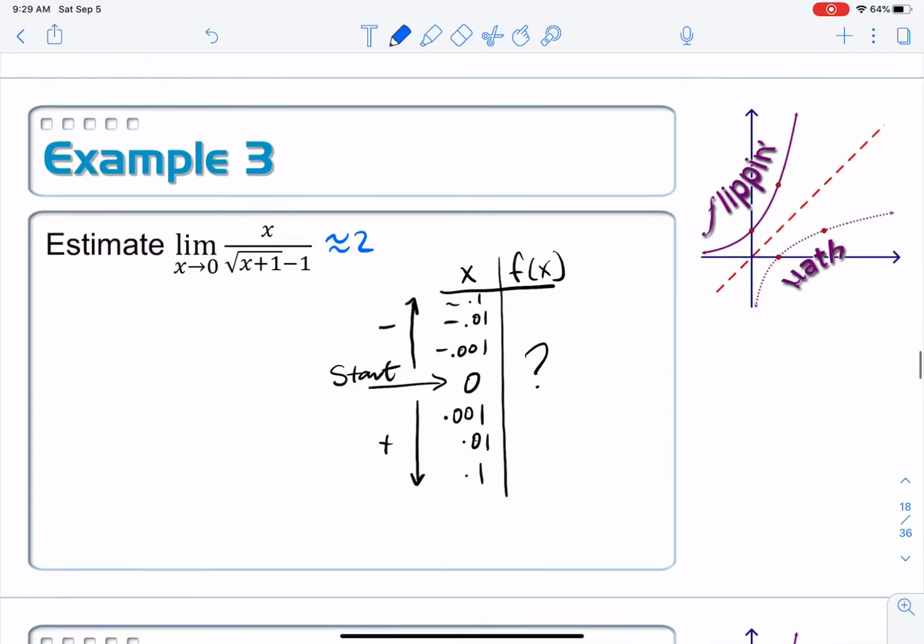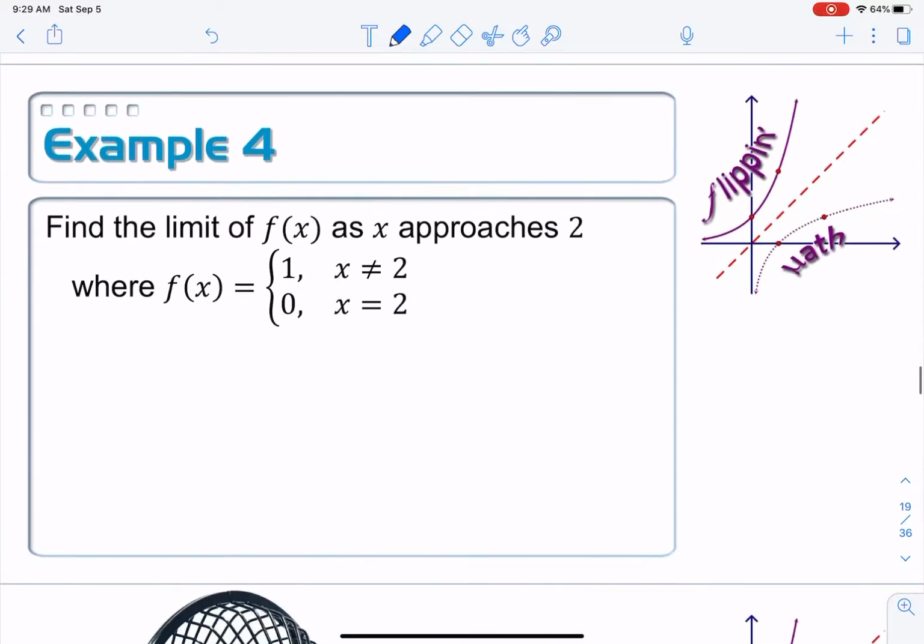All right, let's take a look at this next one here, example 4. Find the limit of f of x as x approaches 2, where f of x is equal to, we got a piecewise function, very strange one, 1 when x is not 2, but 0 when x is equal to 2.